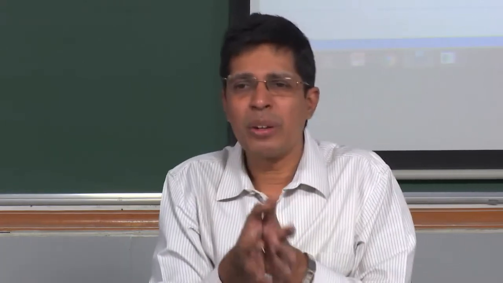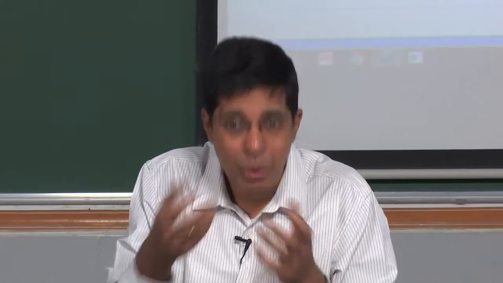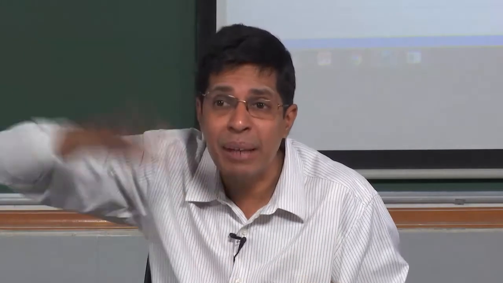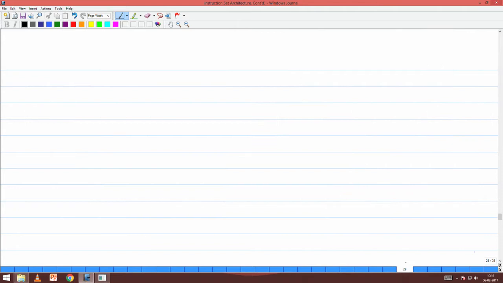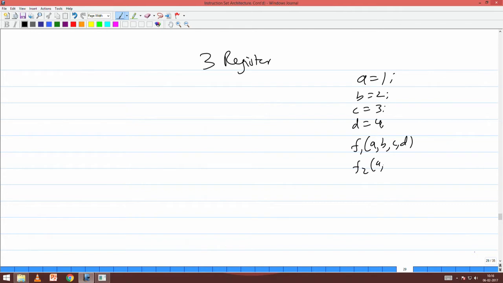Now, if I have a lot of variables and very few registers, then at some point I don't have enough registers, so the compiler will be forced to move a variable back to memory. For example, suppose I have only 3 registers, but I have A equal to 1, B equal to 2, C equal to 3, D equal to 4. I want to compute F1 of A, B, C, D, F2 of A, B, C, D, some function, F3 of A, B, C, D. I can store only A, B, C.